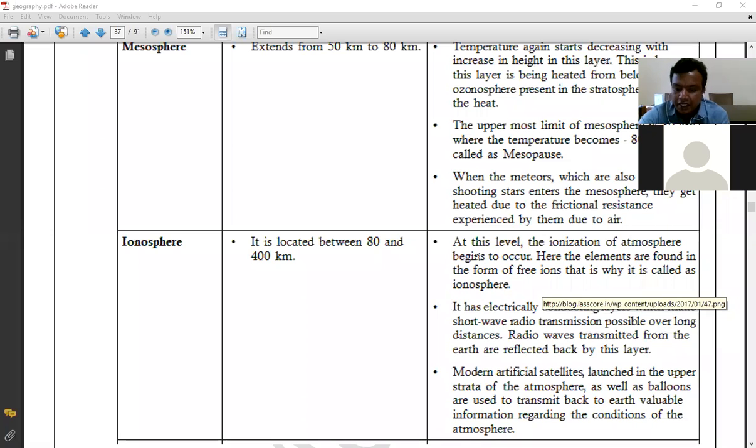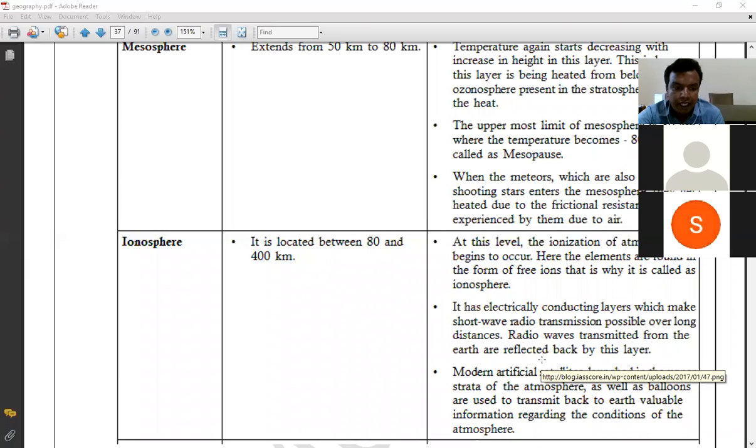So that is what is mentioned here, that at this level the ionization of the atmosphere begins to occur. Here the elements are found in the form of free ions, and that is why it is called the ionosphere. It has electrically conducting layers which make shortwave radio transmission possible over long distances. That is the reason the majority of satellites and radio broadcasts are put up in the ionosphere, because this electrically conducting layer helps in radio wave transmission. Radio waves transmitted from the earth are reflected back by this layer.